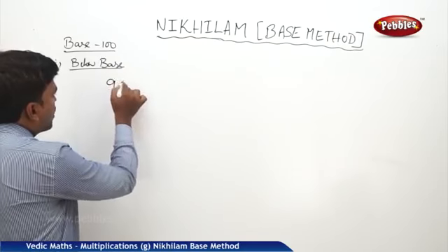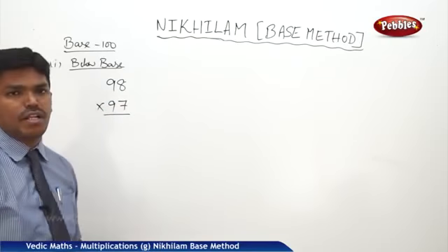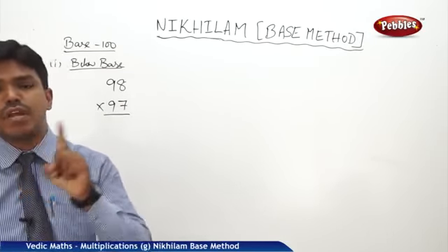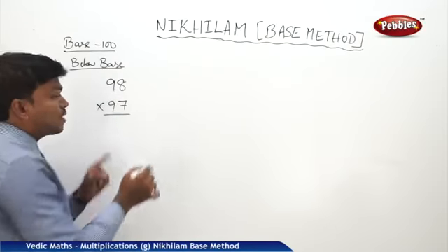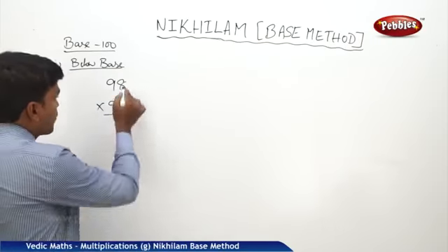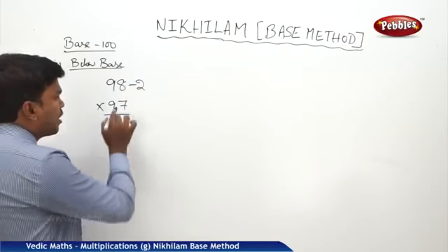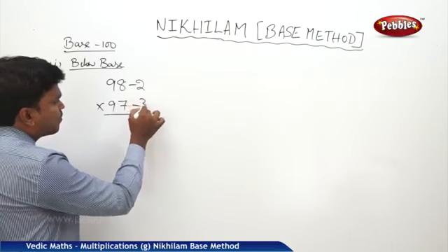Suppose you take 98 into 97, I want to multiply these two numbers. 98 into 97. Both the numbers are nearer to base 100 only. That's why we have taken base 100. So 98, how much? Is it more or less? First of all you tell me. Is it less compared to 100? So I am putting minus. How much less? 2. Here 97. Is it less or more? Less. How much less? 3.